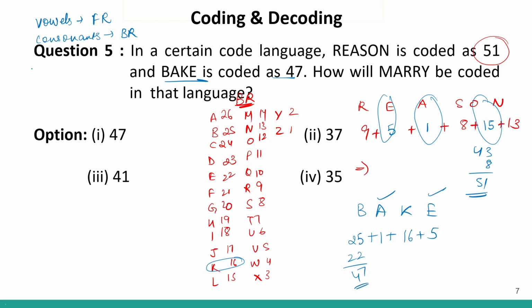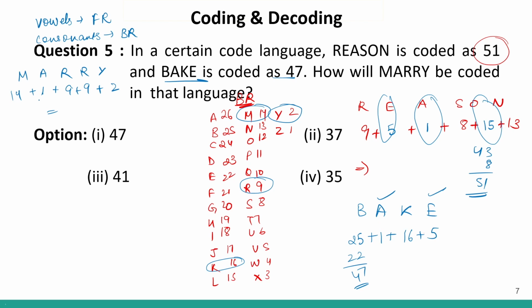So we will do the same thing for marry. For marry, we will do the same thing. One vowel is there, which is A. So we will take 1. And for the rest, we will use backward ranks. For M, the backward rank is 14. So 14. And for R, the backward rank is 9. So 9 plus 9 plus Y, the backward rank is 2.